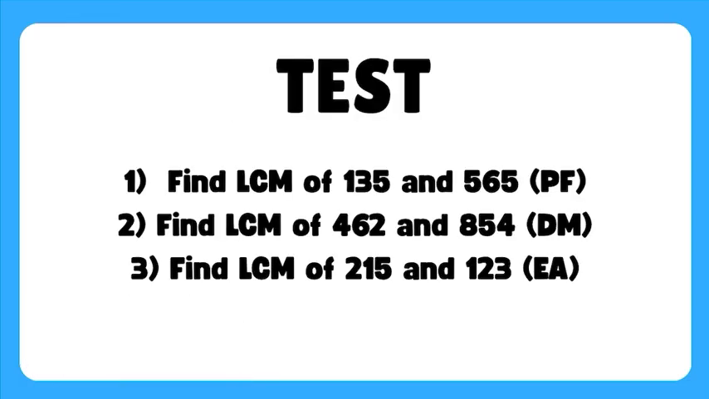So now it's time for the questions in the test. First, you have to find the LCM of 135 and 565 using the prime factorization method. Then you have to find the LCM of 462 and 854 using the division method. Then you have to find the LCM of 215 and 123 using the Euclidean Algorithm method. So you know the drill. Comment your answers down below and I will give you the feedback.